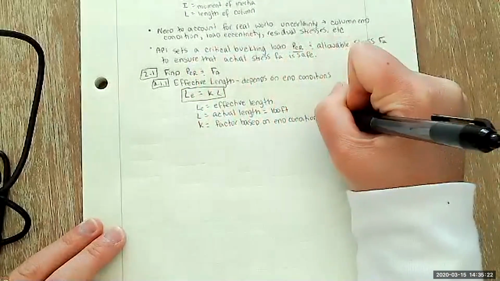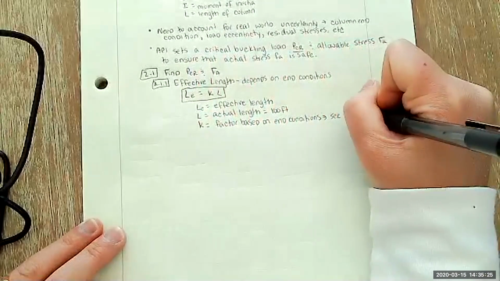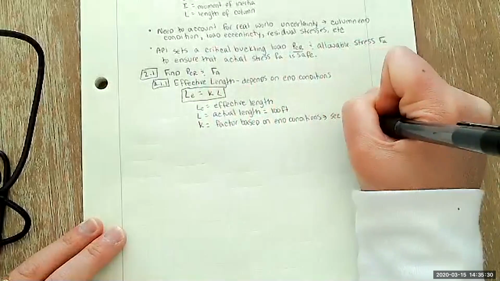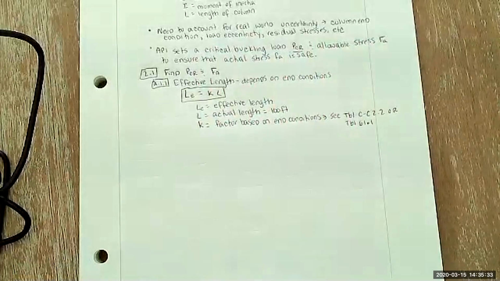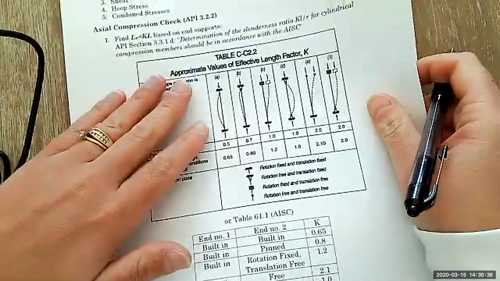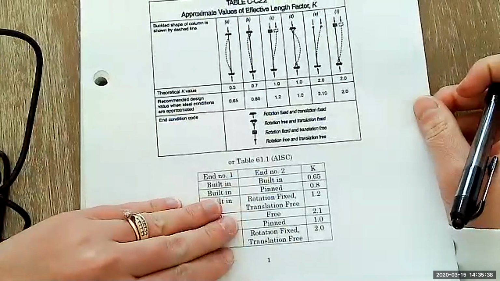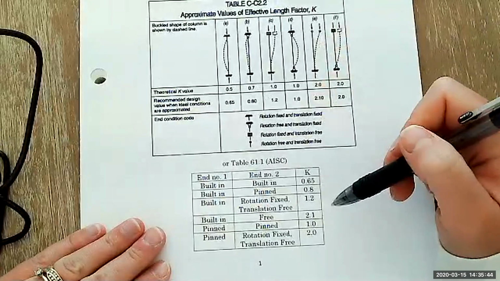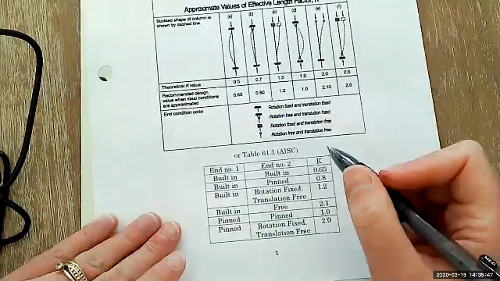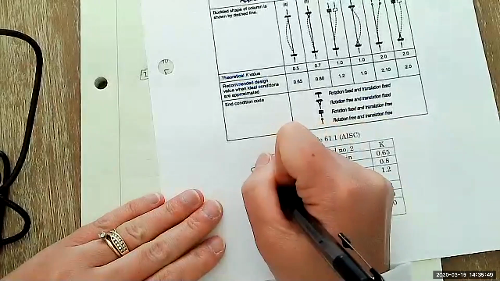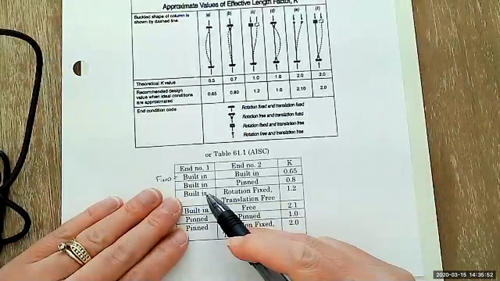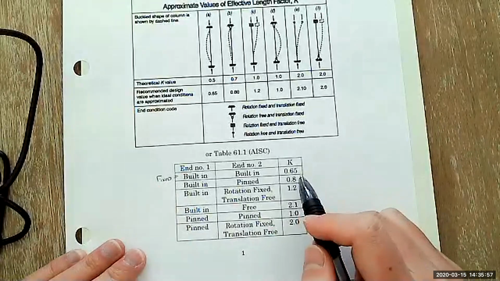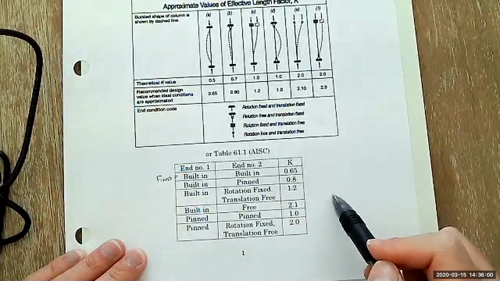For that, we'll see either table C-C 2.2 or table 61.1 from our Cliff Notes. This table is what's given in API, or they reference this table from AISC. Basically, it tells you, depending on your column, what you should use for your value of K. A built-in is the same thing as a fixed end. If it's fixed on both top and bottom, you can reduce your effective length, so it'll be a value less than 1.